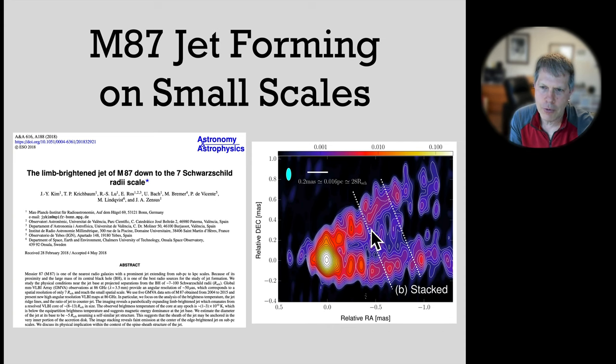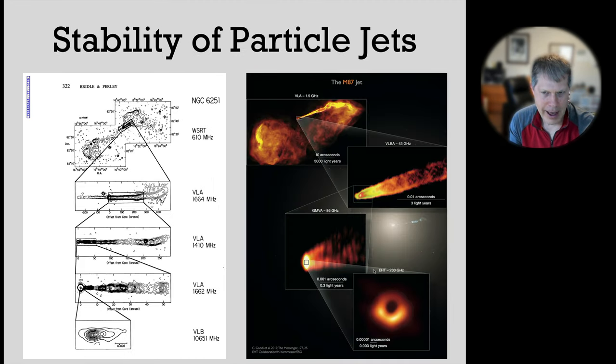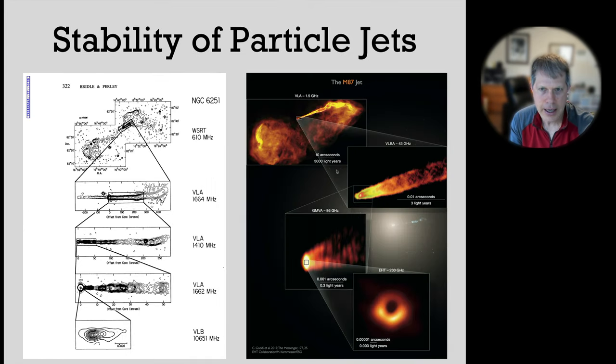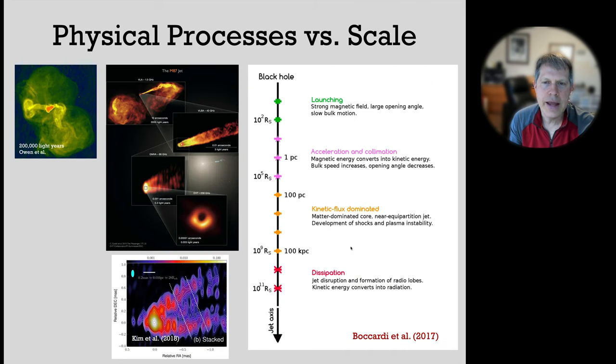I mean, there are the results. You can read this paper for all the evidence, and it's quite compelling. So we see jets down to very small physical scales. Now, there are a lot of interesting physical processes that play out as a jet goes from this scale to this scale to this scale and so on. And I want to say a few words about that now.